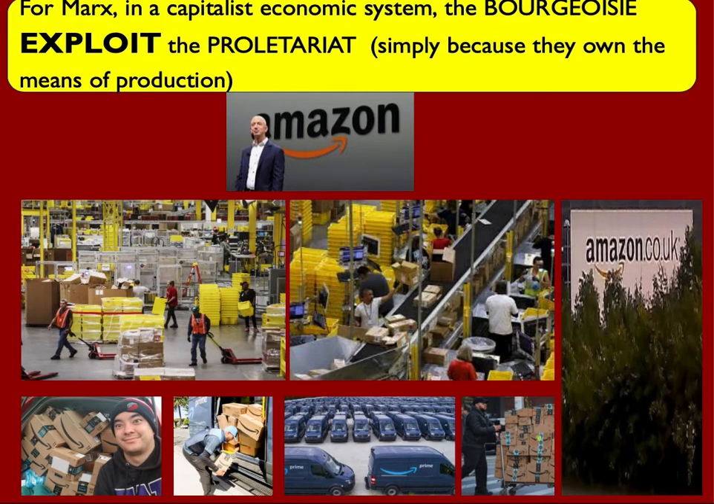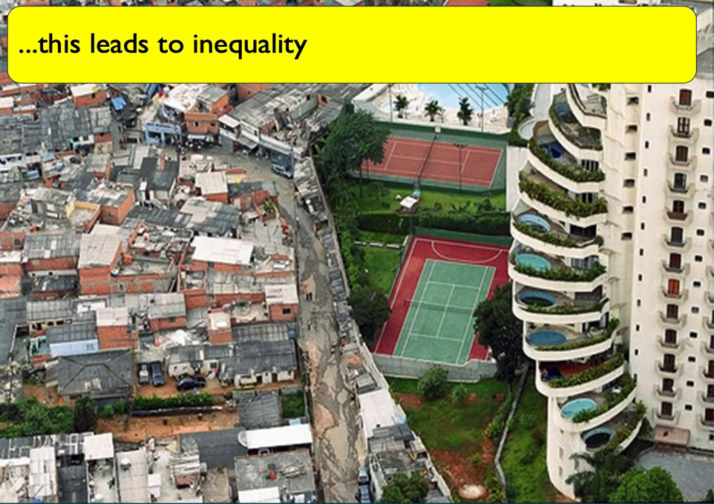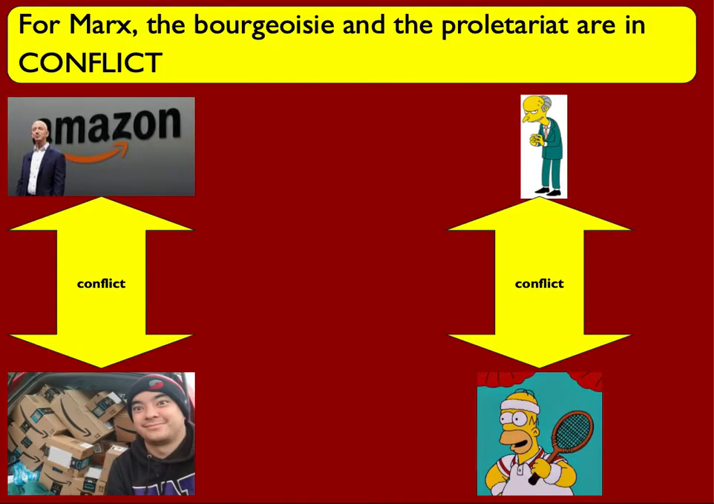For Marx, the relationship is one that is based on exploitation. The bourgeoisie exploit the proletariat, quite simply because they own the means of production. This leads to inequality. Some people are very rich, but most people aren't. The structure of a capitalist society means that there is a big gap between rich and poor. Both the bourgeoisie and the proletariat want more money. One wants higher profits, the other wants higher wages. This means they have different interests, and this is where the conflict occurs.